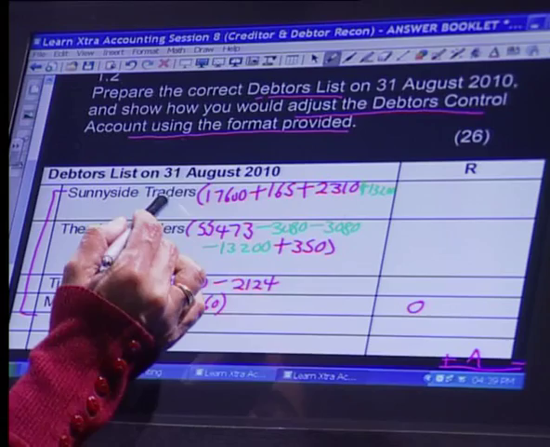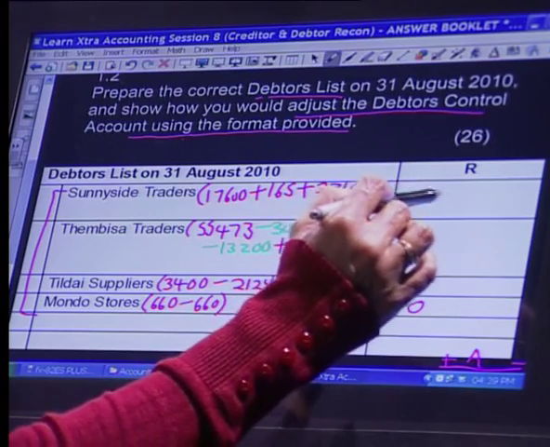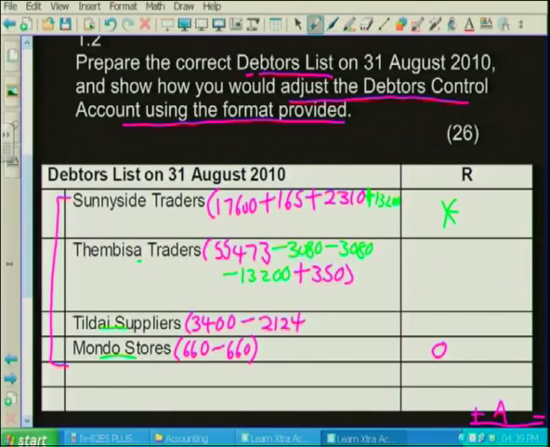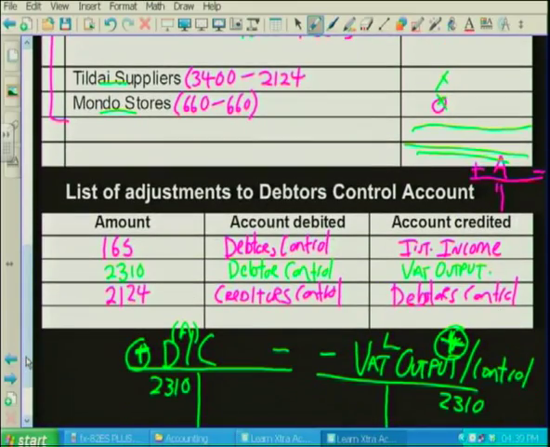Okay. Right, guys, we've looked at all the errors that affected your debtors control account and your debtors list, and all that's left for us to do, or rather for you guys to do, is to total. Okay, I'm not going to do that. You guys can do this on your own, but Sunnyside traders, remember, we are adding everything that's in brackets and we're going to end up with a total. We're going to do the same for Tembisa traders, Tildai suppliers, and Monday stores. So we're going to get our totals and then we're going to add up our debtors list. We don't have a debtors control account to add up, so unfortunately you're not going to know whether you've made errors or not. In other words, whether it has reconciled. But remember, that's obviously the nature of this question.